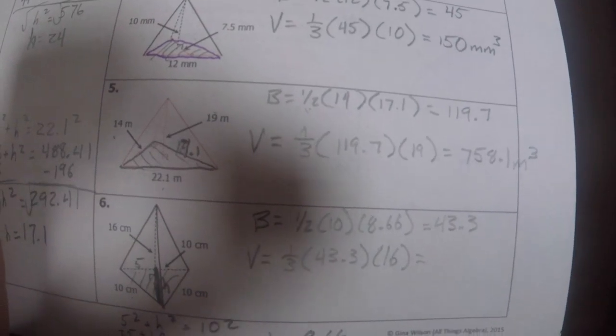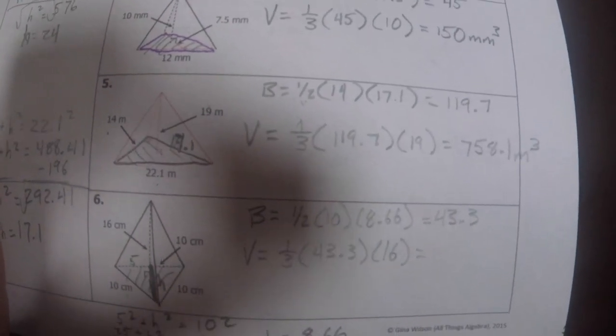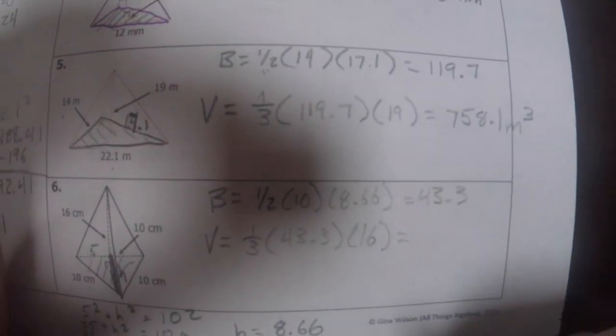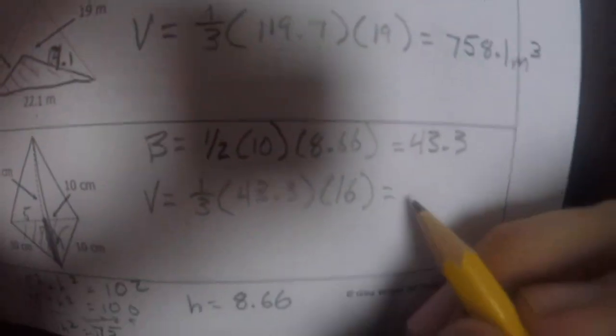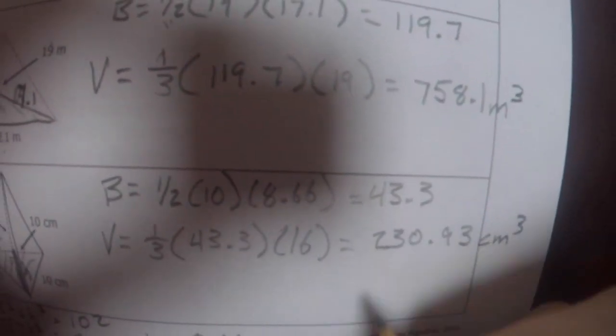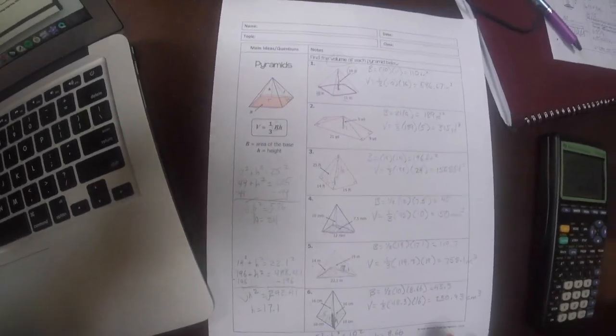And I get 230.93. We are in centimeters, and we're cubing them. And that is a pyramid. Any questions? Wonderful. Moving on.